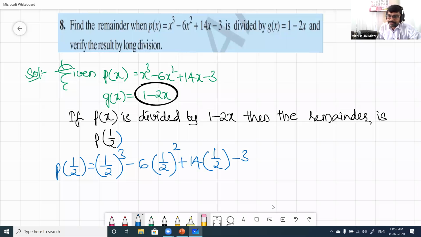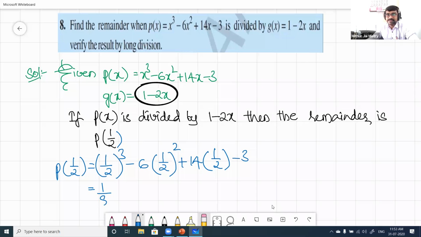So a little bit carefully we have to move ahead. We have to start from 1 by 2 cube, which is 1 by 2 cube. 2 cube means 8.